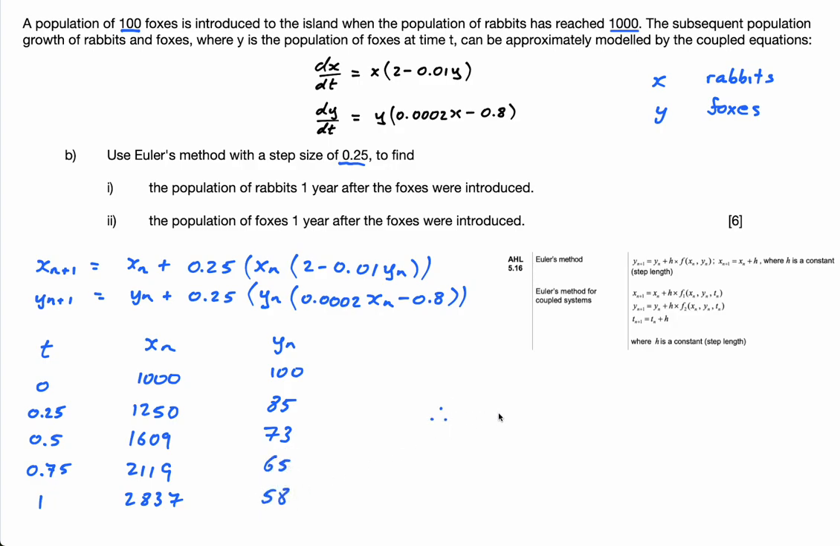Therefore, for part B, the population of rabbits is 2837, and the population of foxes is 58. Okay, that's it. That's part B.